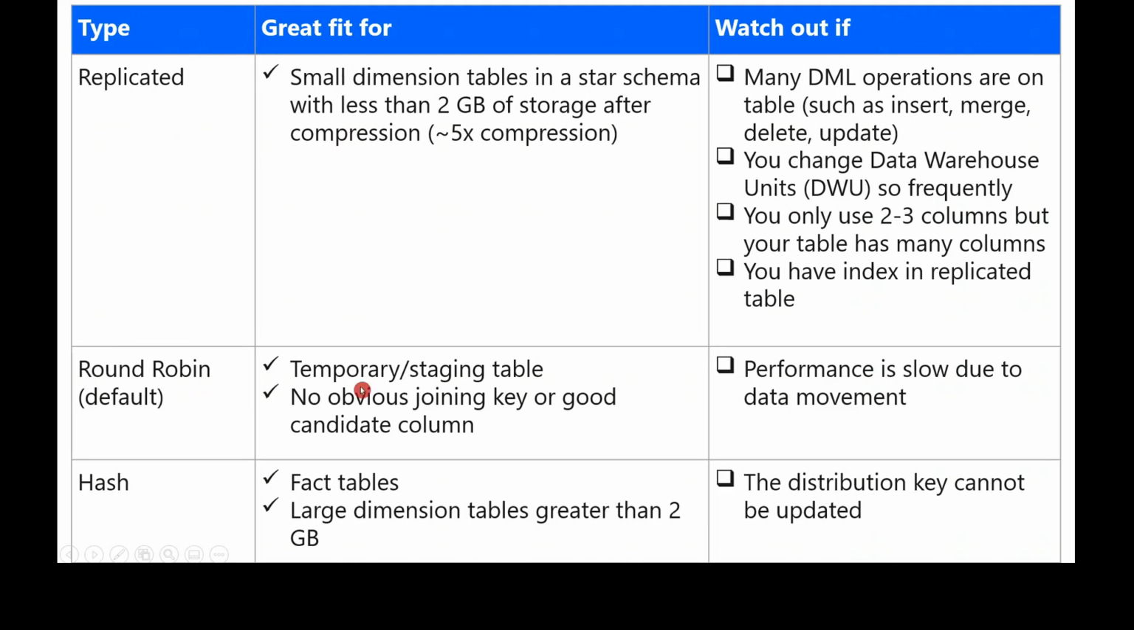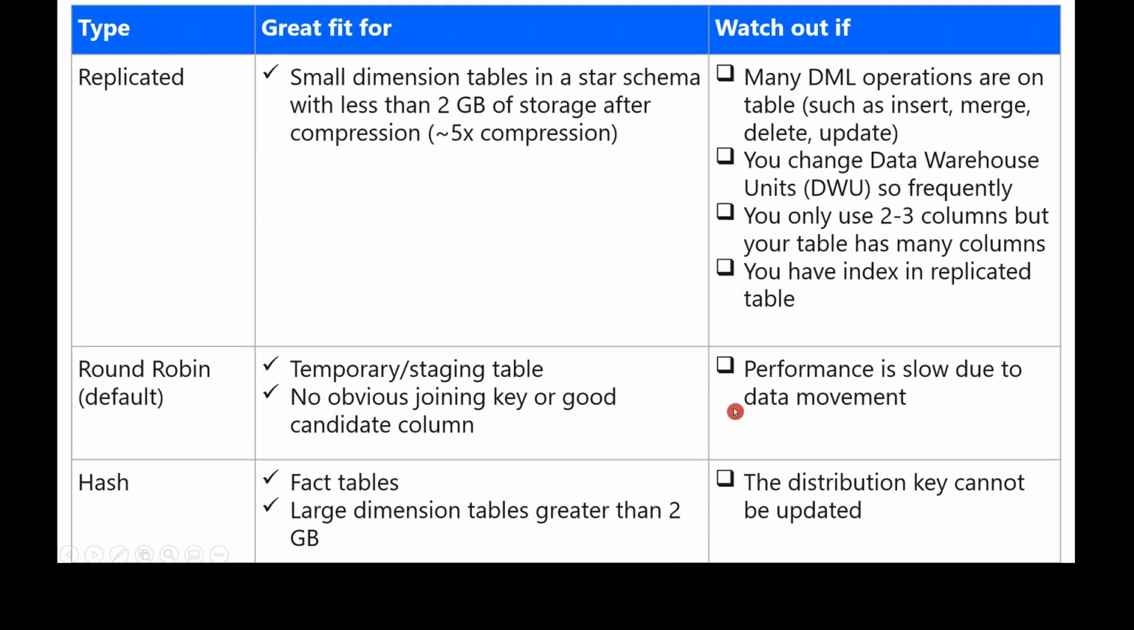And coming to round robin, that is suitable for a temporary or staging table. In round robin, there won't be any obvious joining key, or there is no good candidate column. So this is what I told. In a staging table, generally we don't perform any operations, so we simply distribute the data blindly. Our only aim is to distribute the data uniformly, and that can be achieved by round robin.